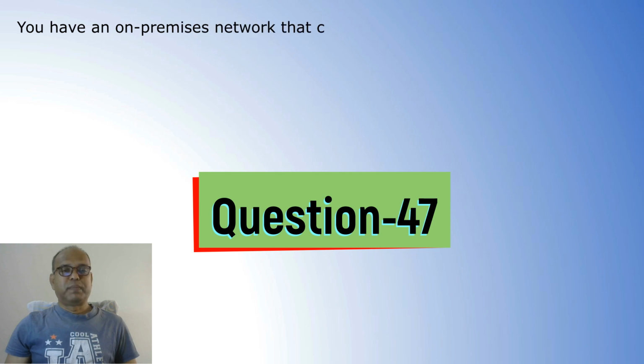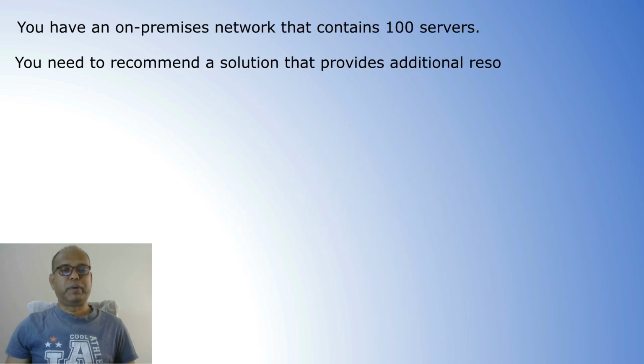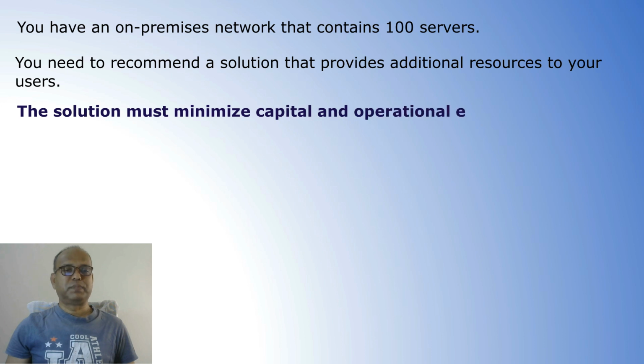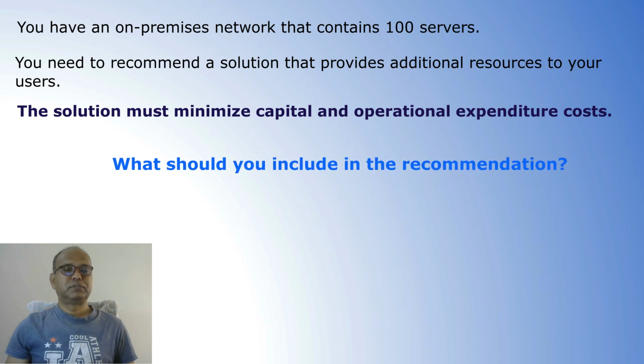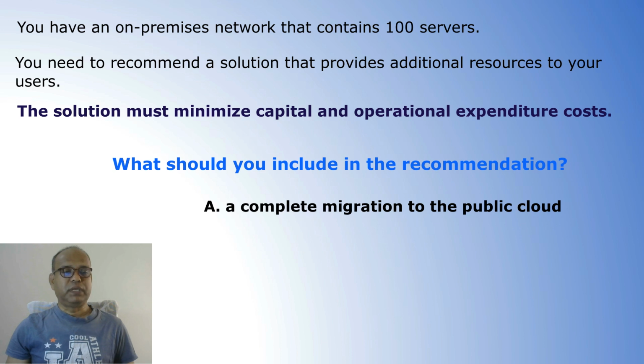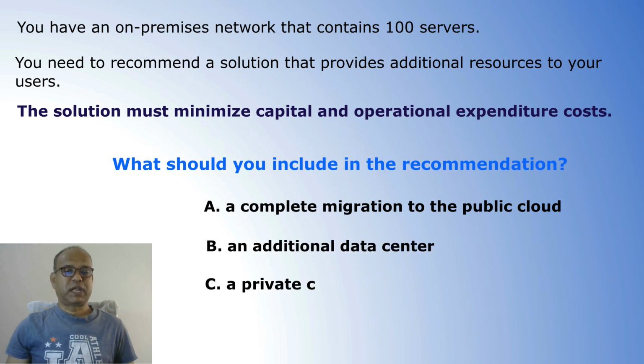You have an on-premises network that contains 100 servers. You need to recommend a solution that provides additional resources to your users. The solution must minimize capital and operational expenditure cost. What should you include in the recommendation? Option A, complete migration to the public cloud. B, an additional data center. C, a private cloud. D, a hybrid cloud. Answer.